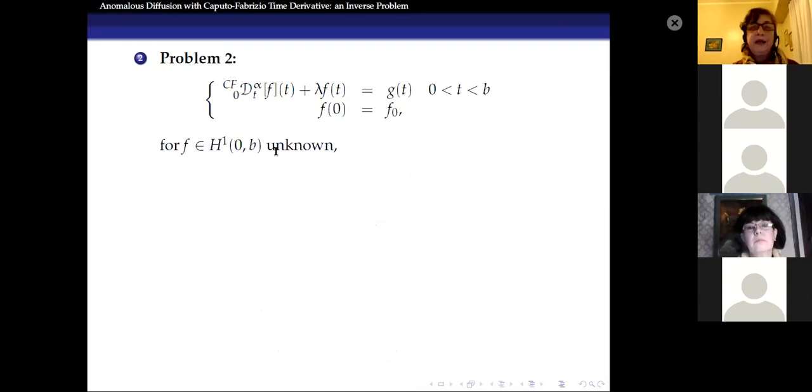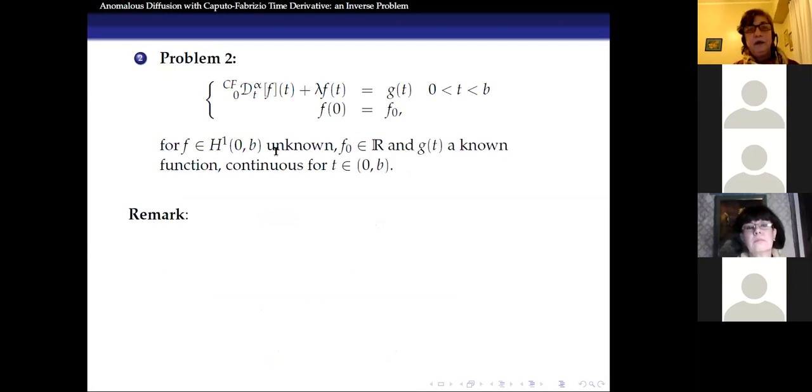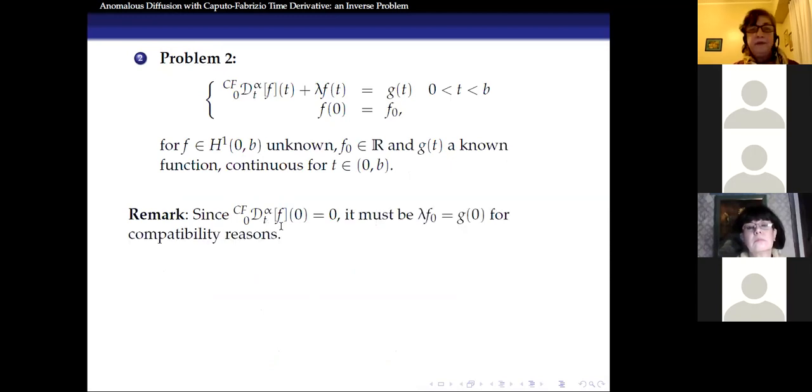We can get an equivalent ordinary problem simply by inverting the fractional derivative. Note that as the derivative is zero when t is zero, we have a compatibility condition between F and G.